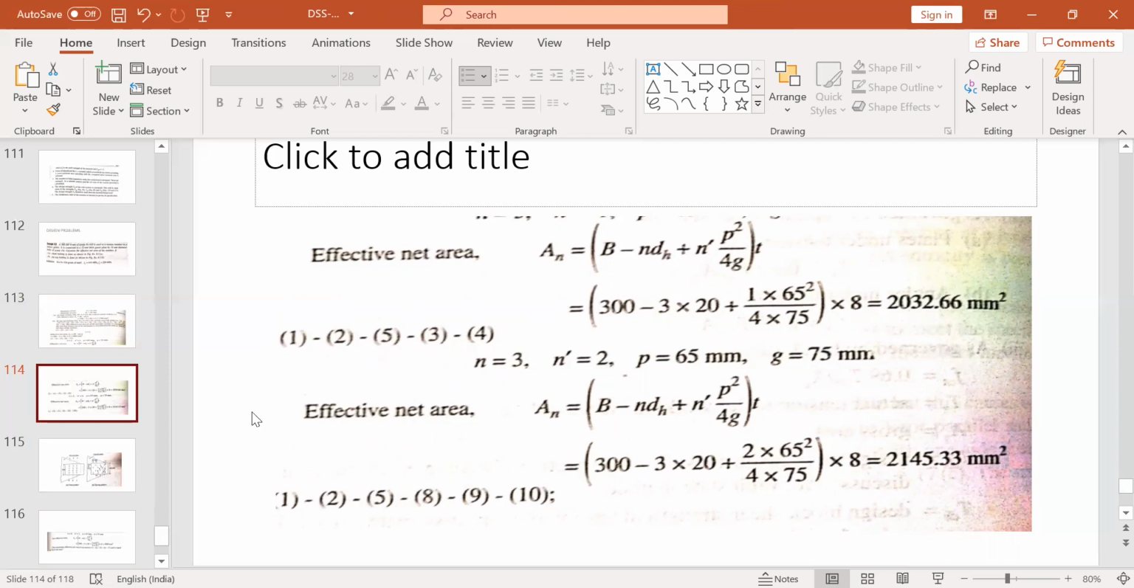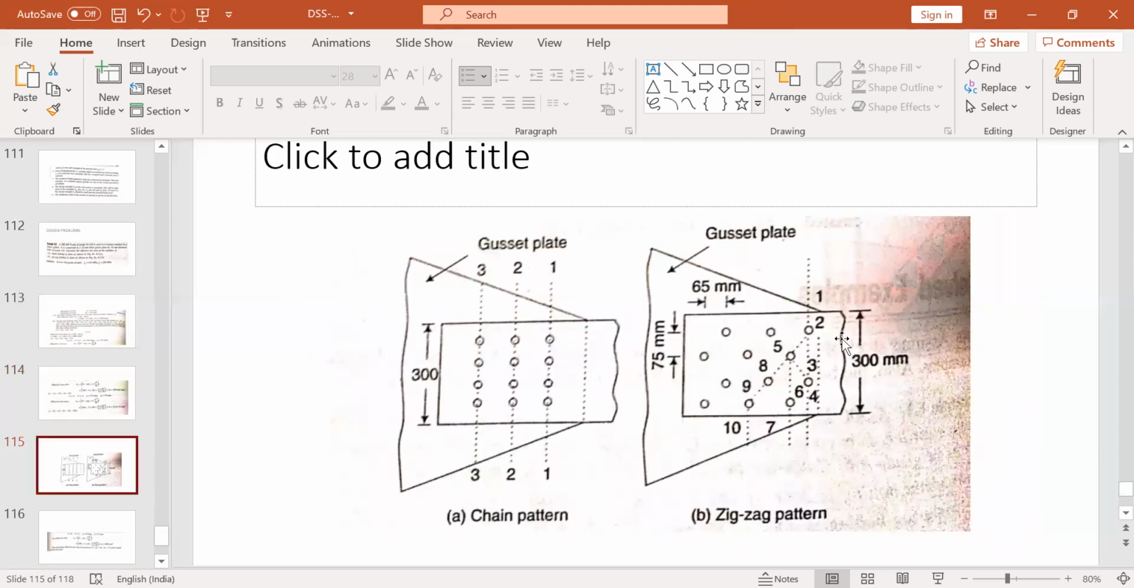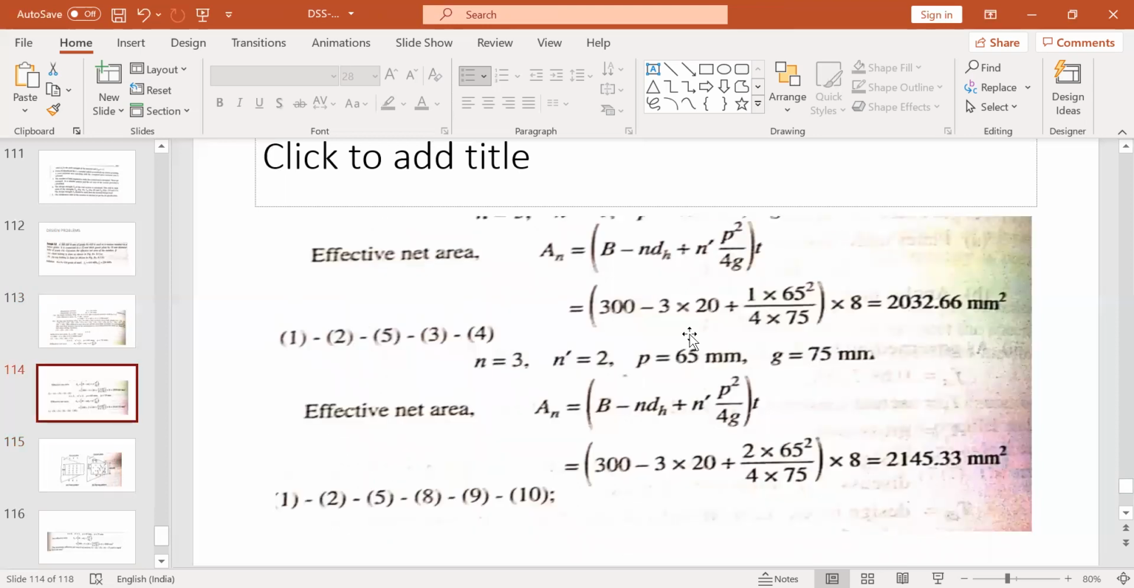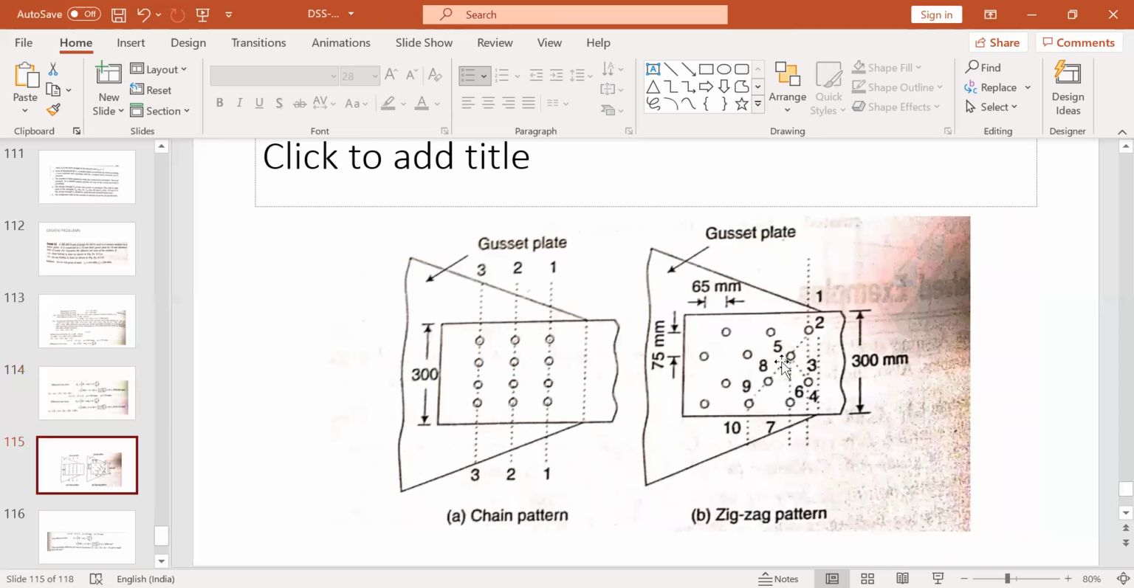Now for this section 1, 2, 5, and 3 and 4, it is twice staggered. So n will be 3, n dash will be 2. Put these values: n is 3, n dash is 2, rest all values will be the same. Then you are getting 2145. So when you are staggering it twice, your net effective area is increasing. This is 2145.33. And in the last case, 1, 2, 5, 8, 9.